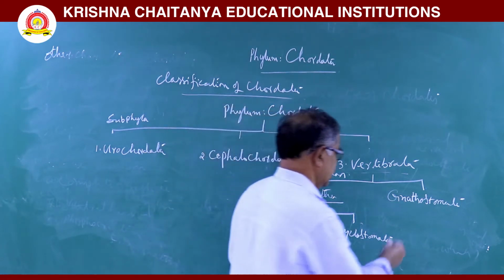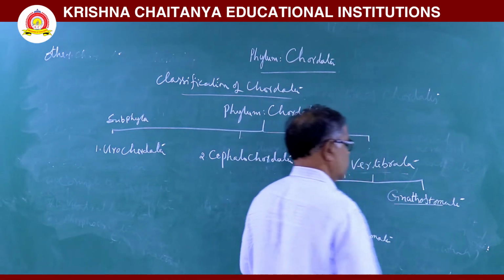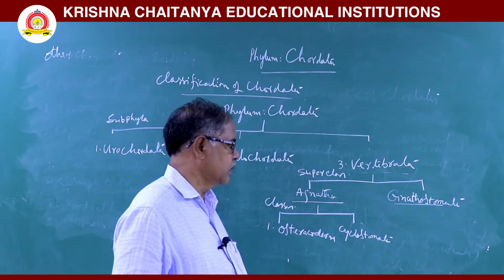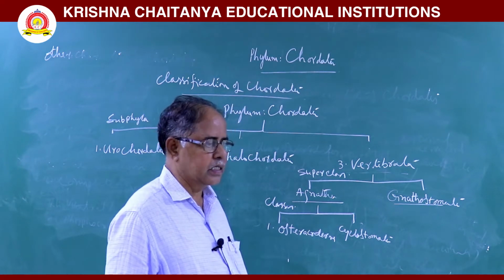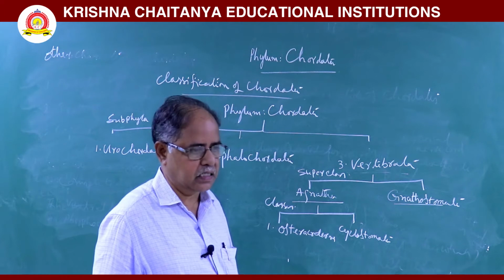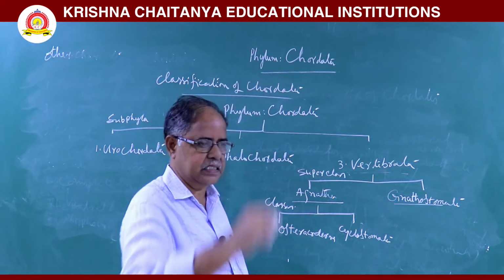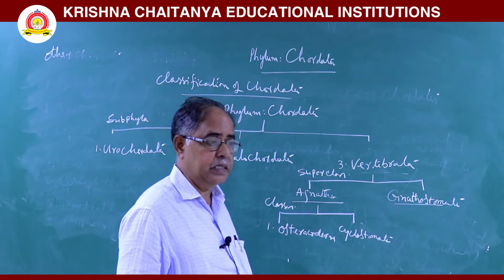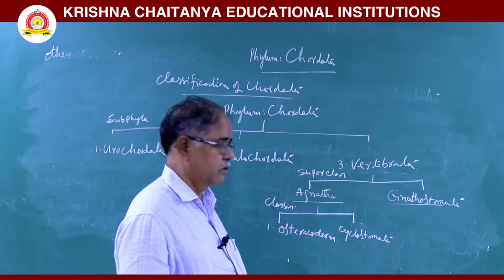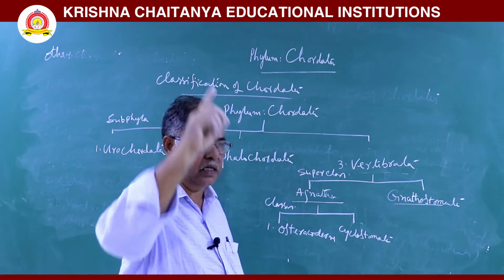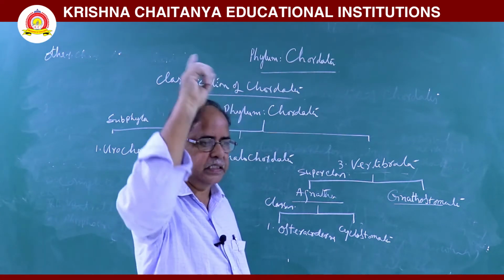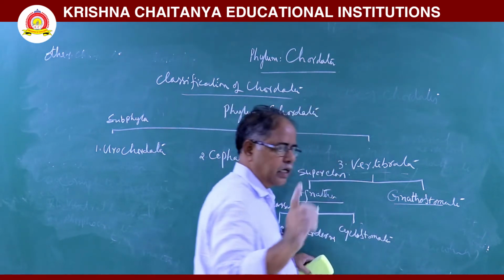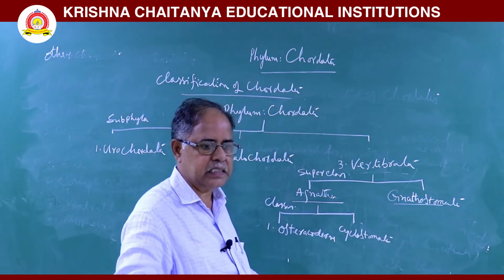Next, in Gnathostomata, the mouth is surrounded by jaws. In this Gnathostomata, there are 6 extant classes. One extinct class is also there. That is Placodermi. Placodermi is an extinct class. They are the first jawed vertebrates. They are extinct fishes.